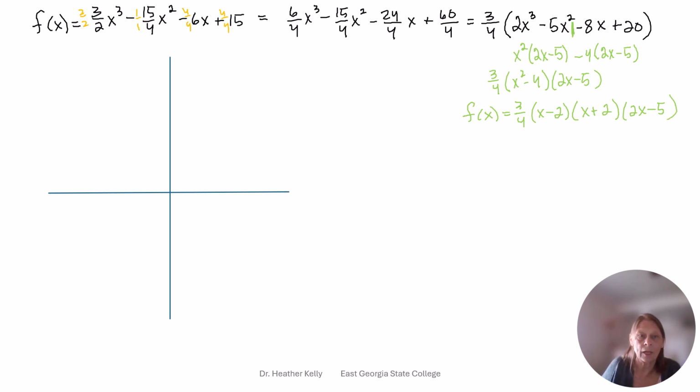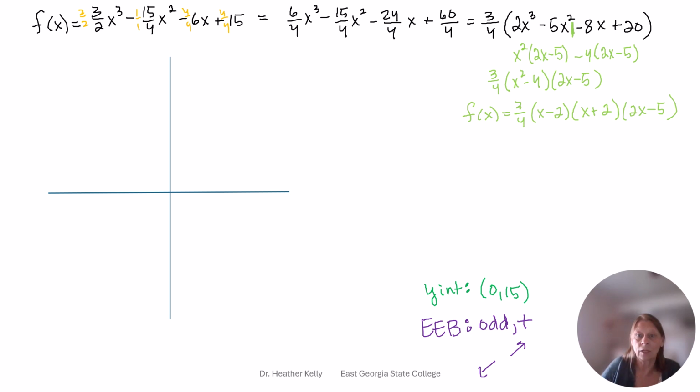So full factored form here is going to be 3/4 times x minus 2, x plus 2, 2x minus 5. Awesome. Okay, let's go ahead and get our y-intercept. We can get that quick and easy off the OG here. If I plug in zeros everywhere, I get a 15, so I have 0 and 15. My extreme end behavior is odd positive. So that's going down on the left and up on the right.